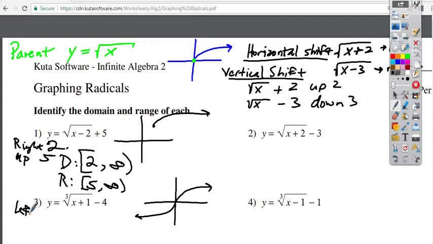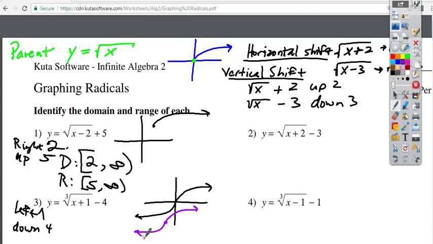What does the -4 tell me to do? Down 4. So, what part am I shifting? The origin. That's my shift point. So, I'm going to shift this bad boy left 1 and down 4. It's down in here somewhere. So then it just looks exactly like the parent. It's just shifted left and down.